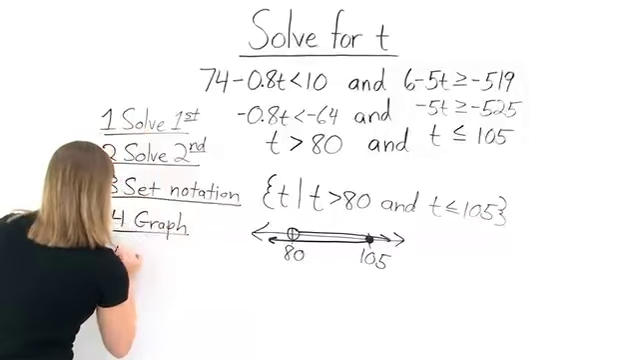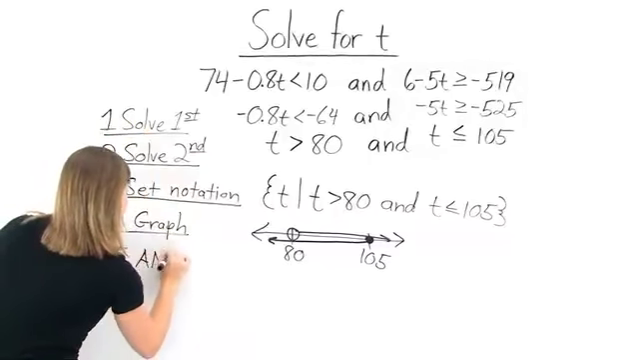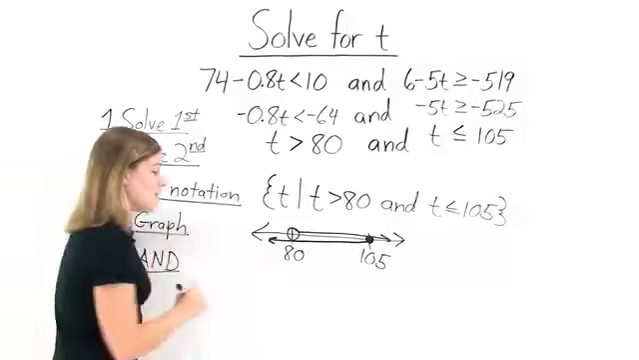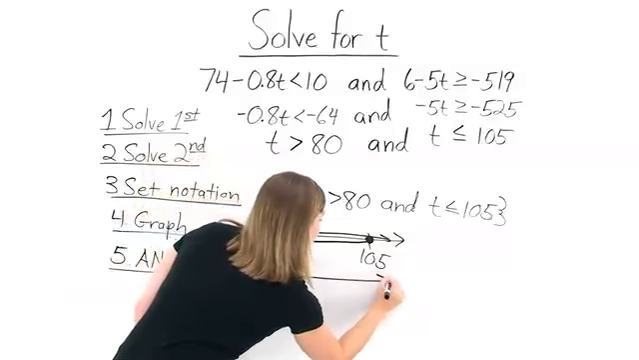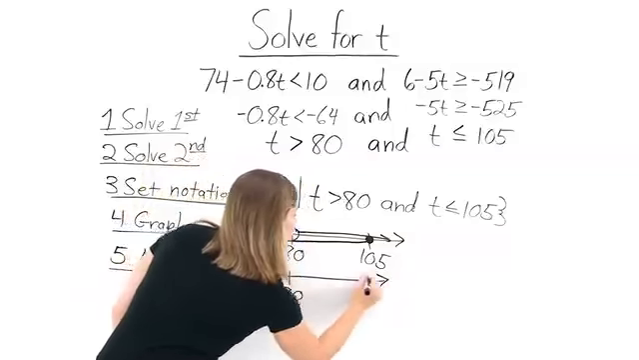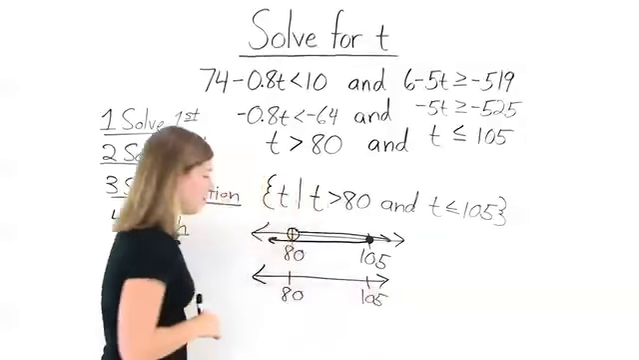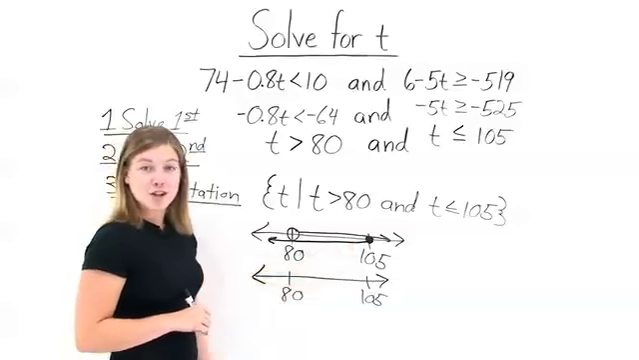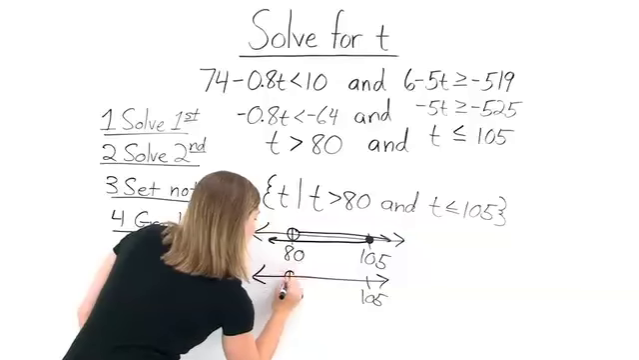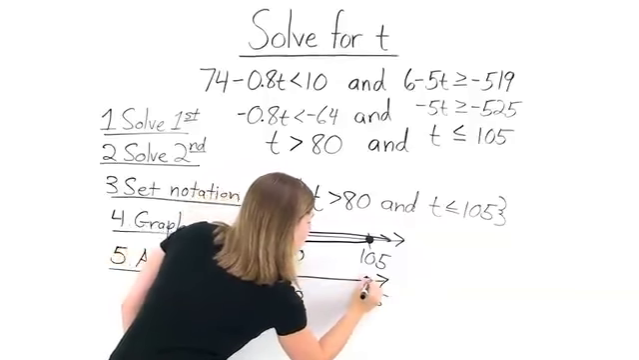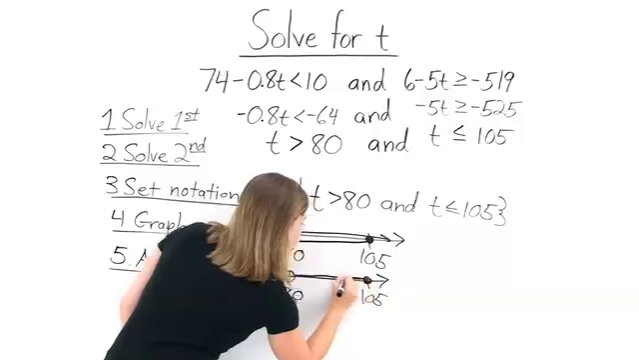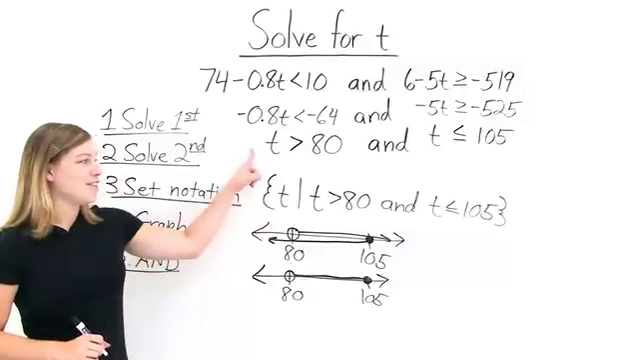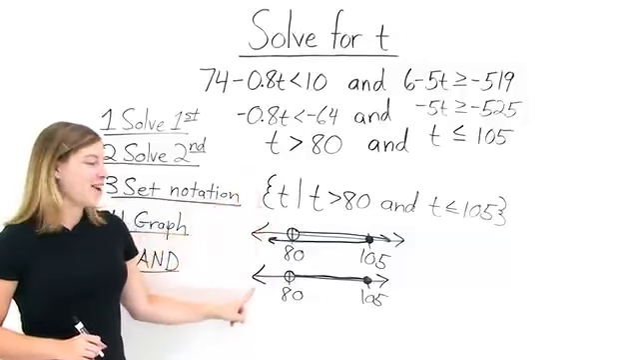Last step. All we need to do is combine these graphs together. Since we have an "and" compound inequality, we need to graph the intersection of both of our inequalities. In this case, we want to graph anything that is shaded twice. We notice that anything between 80 and 105 is shaded twice, so that's the intersection. We have an open circle at 80, a closed circle at 105, and a shade in between the two to represent the intersection. Now we have our answer in set notation and graphed on a number line.